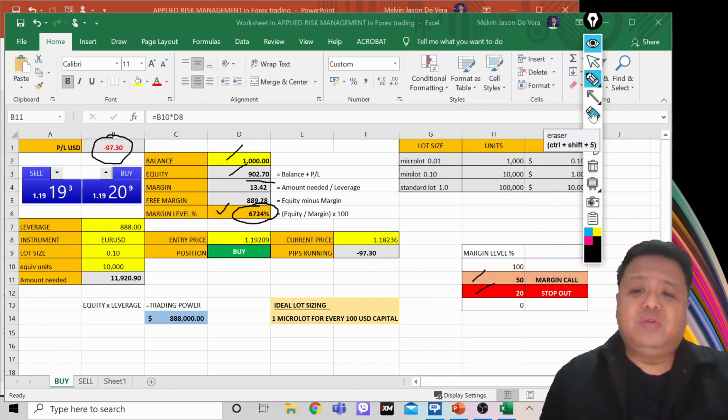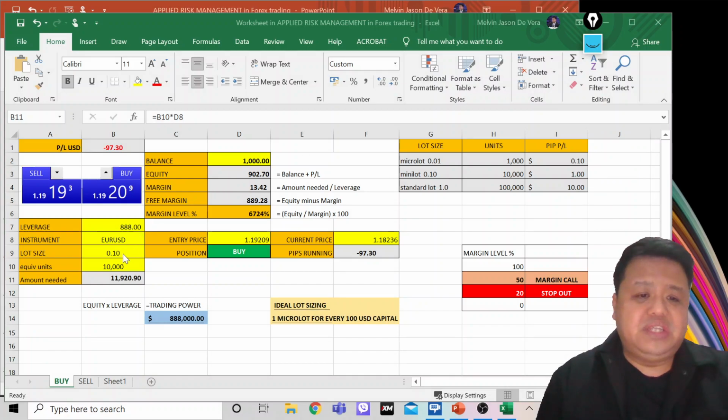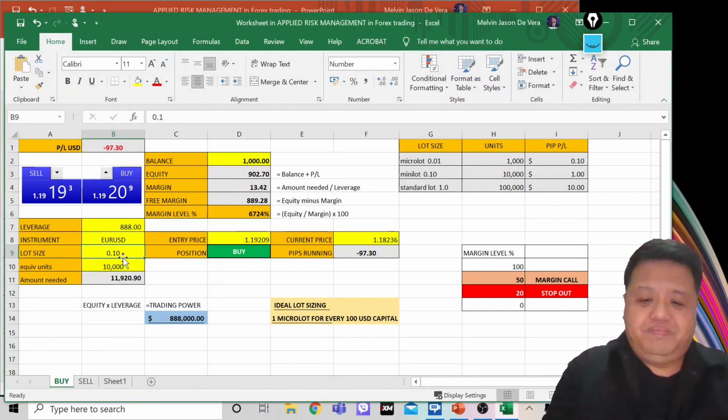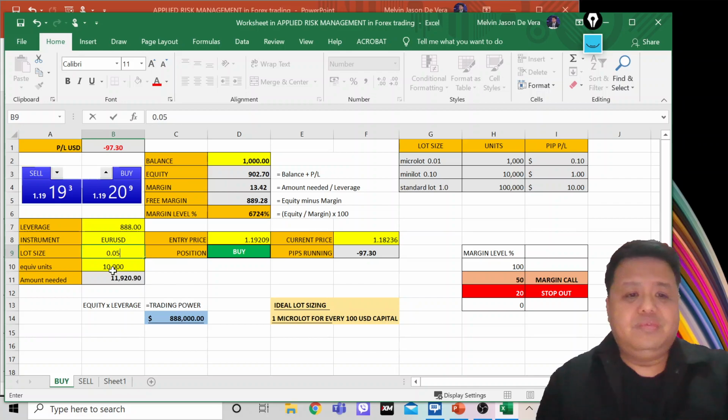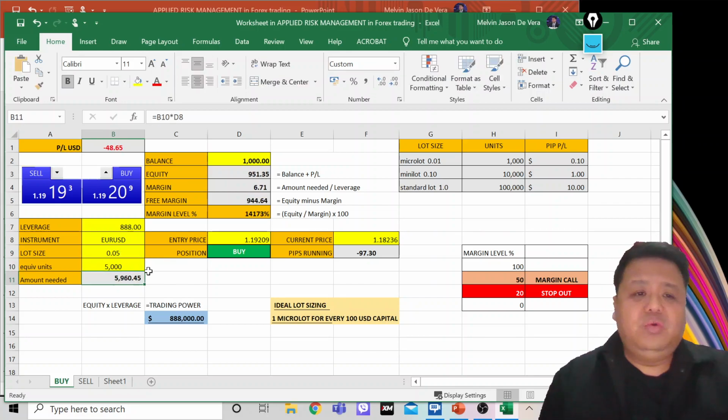Eh, what more kung mas maliit pa? The better. Okay? If this is, let's say, 0.05, so this is only 5,000 units, then, sobrang kampante ka sa trade mo. You are only $48 floating loss of your $1,000 for this trade.